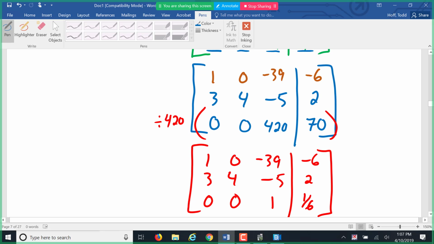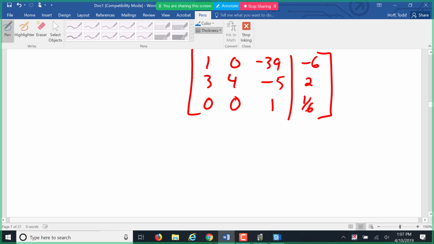Next, now that this bottom row only has a value in that last place, I can use it to get rid of the values in that last place, that third column of the other 2 rows. So that's what we're going to do. Let's get rid of this negative 5 here first. To get rid of that negative 5, I would have to multiply this by a positive 5.